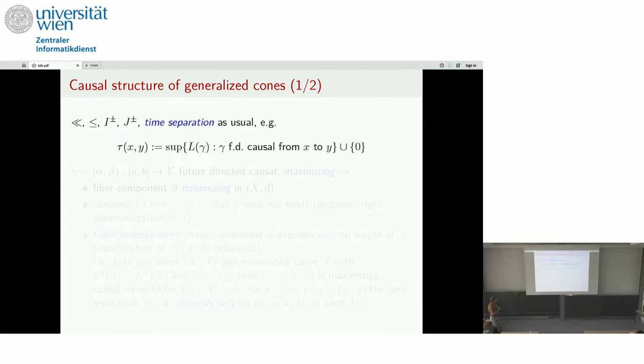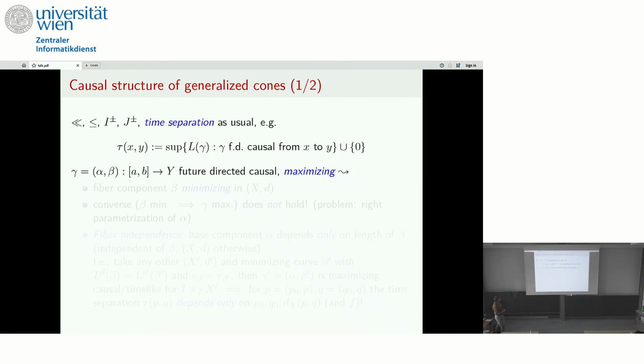Then you can actually describe the causal structure of these generalized cones in quite detail. In particular, the causal relations and the futures and pasts are defined as usual. We're just saying, okay, 2 points are time-like related if there is a future-directed time-like curve connecting them. And the time separation is defined via this length we just had. So the time separation is the sup of the length of future-directed causal curves from X to Y, or 0 if there is no such curve.